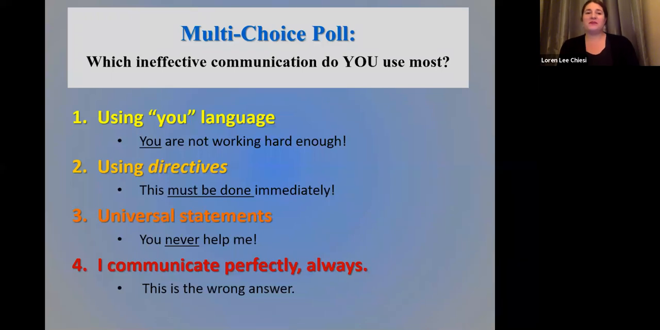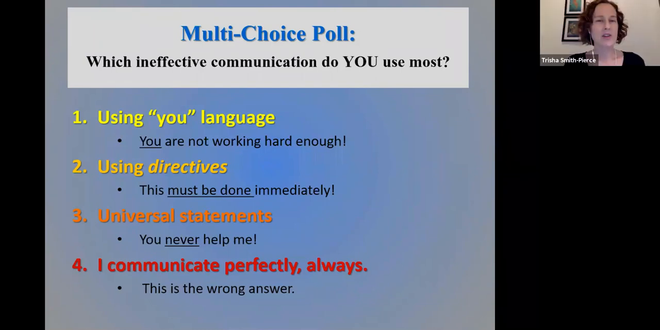There's definitely times where using direct language is important, like emergency situations. Move over, get out of the way. Those are really important times when imminent danger is befalling you. But other times it's really important to just make sure that you're giving advice more than a directive.